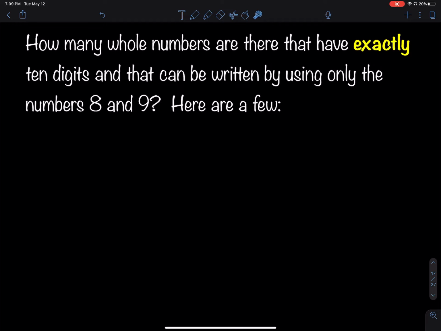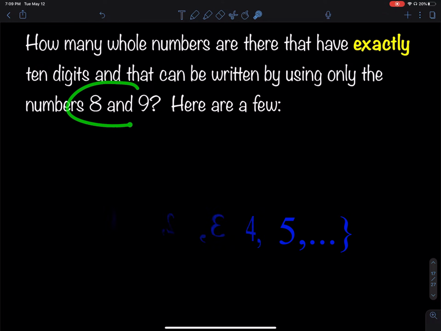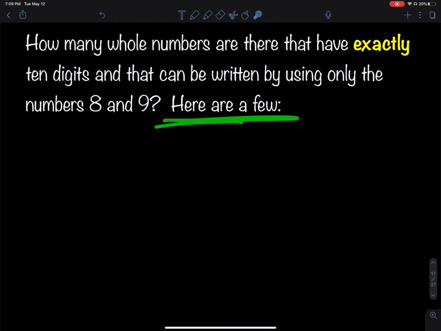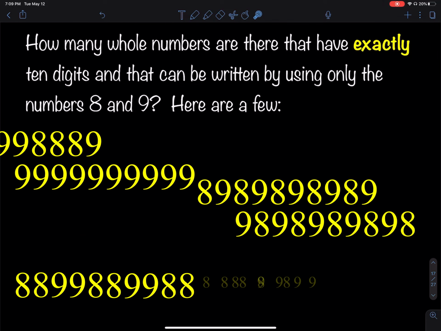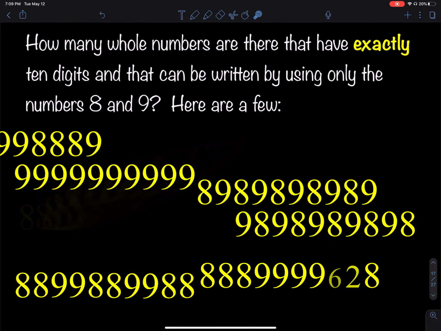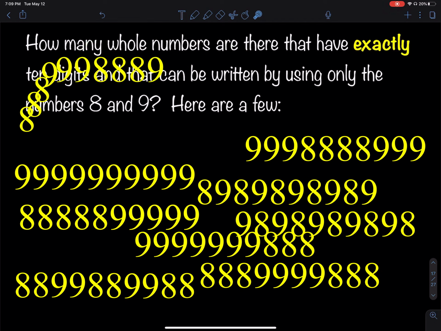First of all, we're trying to write whole numbers. So what's a whole number, right? Like 500, 1000, 1200. Well, we need these whole numbers to have exactly 10 digits and only using the 8 and 9. Here are a few examples: 8, 9, 8, 9, 8, 9, 9, 8, 9, 8, 9, 8, a bunch of 9s, a bunch of 8s, things like that. So that is our task. How many whole numbers are there that have exactly 10 digits?